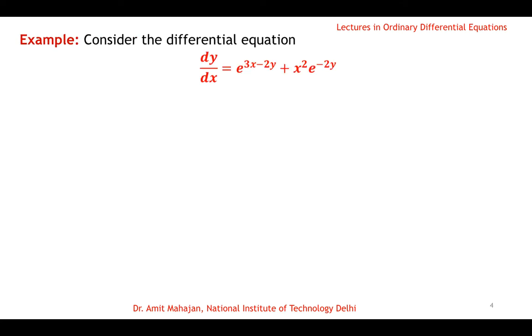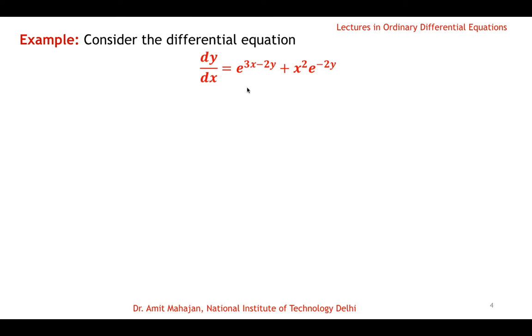Say for example, given this differential equation, we have to solve this: dy by dx is equal to e^(3x-2y) plus x squared e^(-2y). This is a first order, first degree equation, because the highest derivative is dy by dx and its power is 1, and on the right hand side you have some function of x and y. So we have to solve this differential equation.